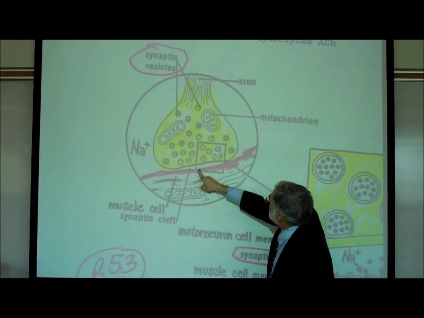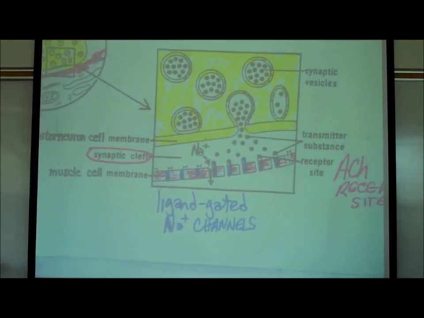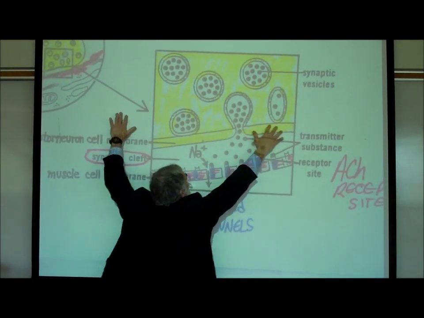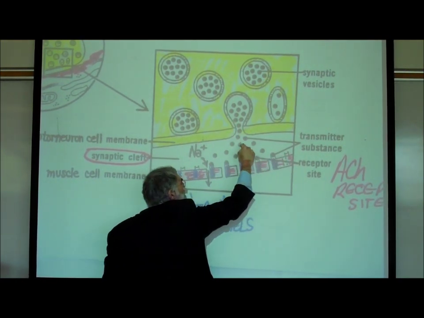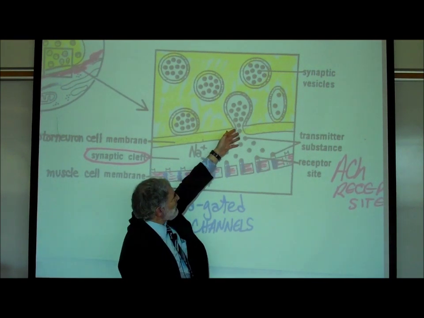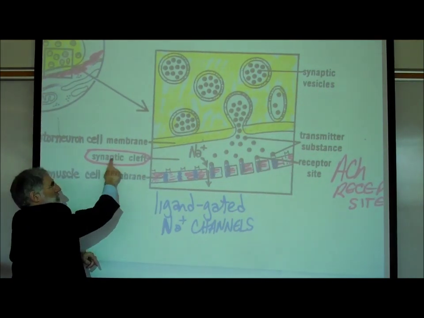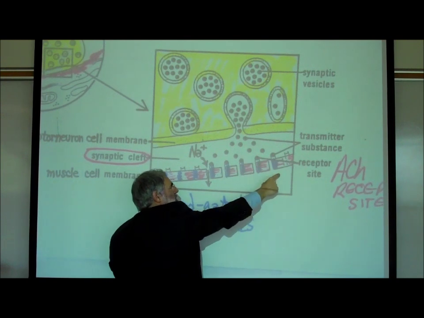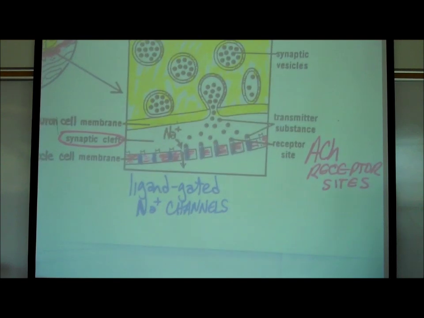Here you can see a box, and we're going to enlarge this area, which we did last time. And here it's enlarged or magnified even further. Now we can see the synaptic knob. These are the vesicles containing the neurotransmitter acetylcholine. The acetylcholine is being released, and it's diffusing across this synaptic cleft right here, where it attaches to the acetylcholine receptor sites on the surface of the skeletal muscle cell membrane.